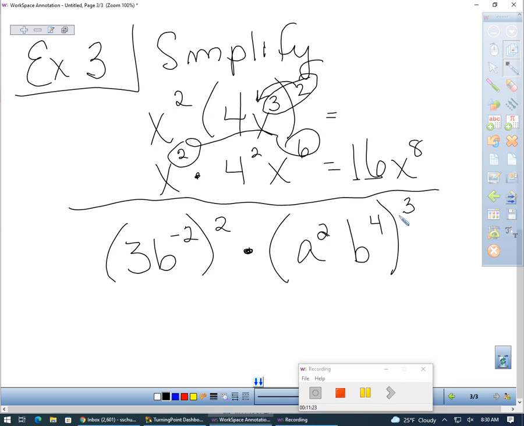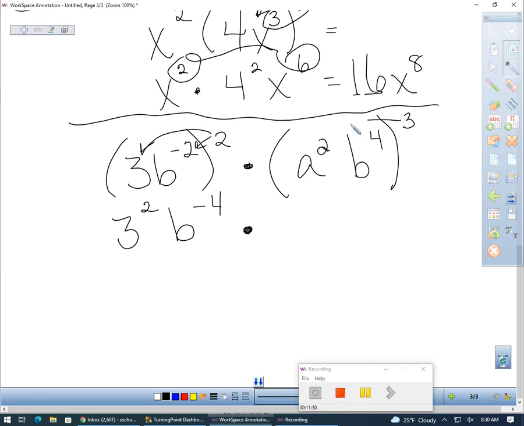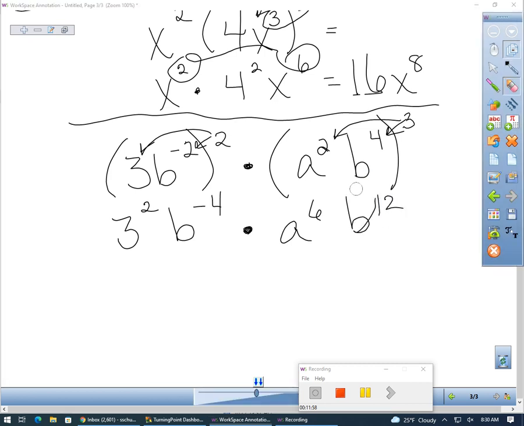So both parentheses have an exponent outside of them, right? So we're going to start there. So we're going to distribute this 2 to everything on the inside. 3 to the second. No, it's not. That's positive. It's all right. And then b to the negative 4 times. So the next section, we got to distribute that 3 to everything inside. Good? Good. b to the 12. Totally agree.